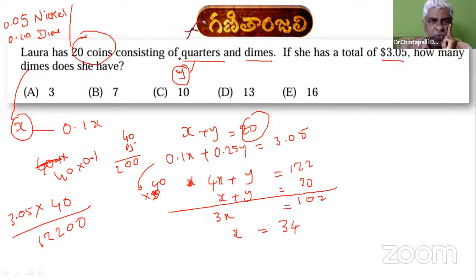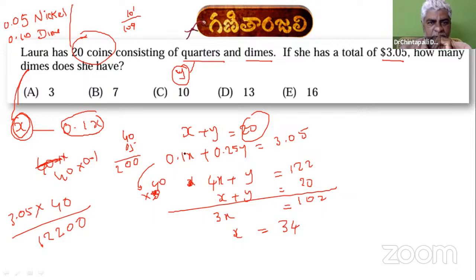Put 20 coins, total number of coins 20. If she has a total of $3.05, that means dimes. Dime means 10. Is it correct only? Dime means 10 paise only? Yes, sir. That means x dimes means x into 10 paise, means 10 by 100, 0.1x. Quarter means 25 paisa, 1 by 4. Yes, is equal to 3.05.